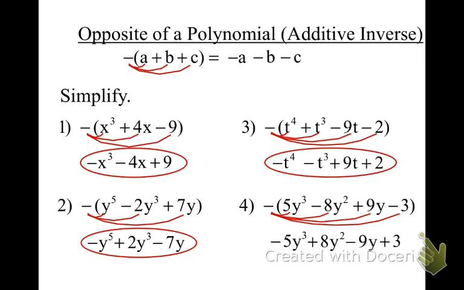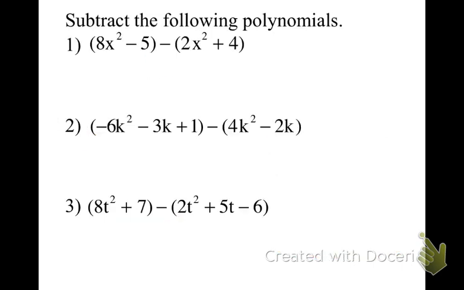Okay, so now we've taken the additive inverse of a polynomial. When we subtract polynomials, we're doing the same thing. The first step is to distribute that negative and take the opposite of the second polynomial. Because this is saying 8x squared minus 5, the quantity, minus the whole second quantity. So we have to distribute that negative.